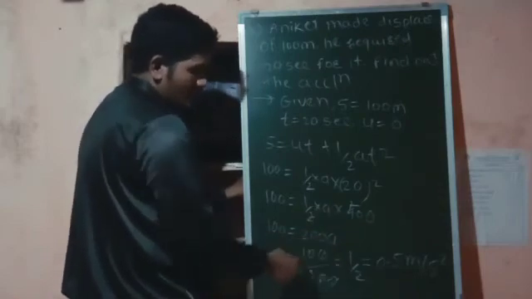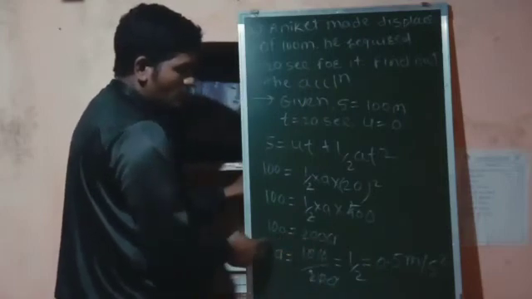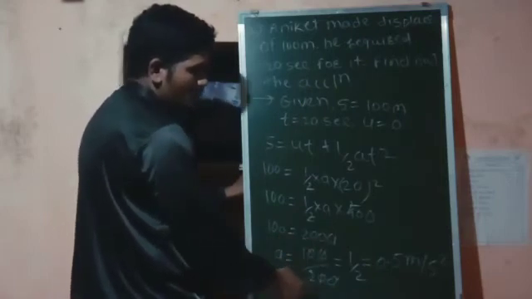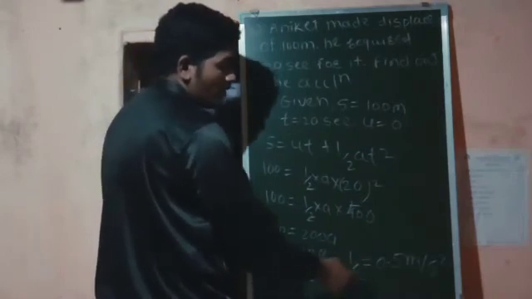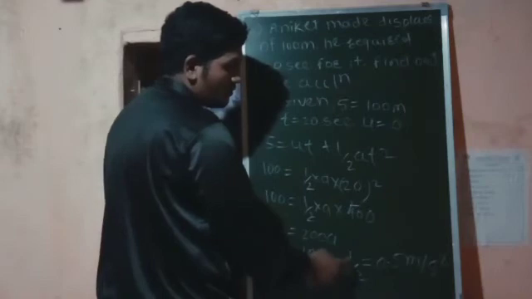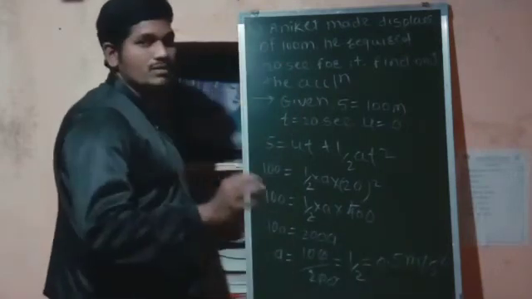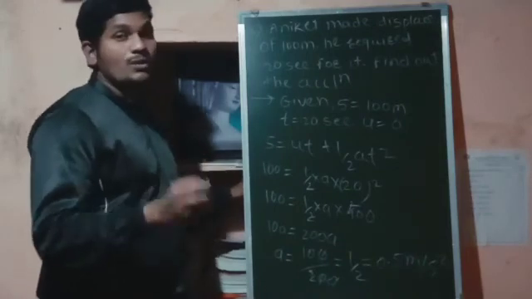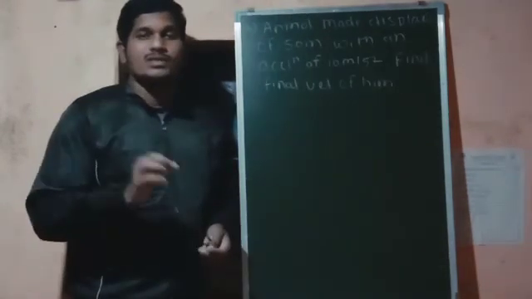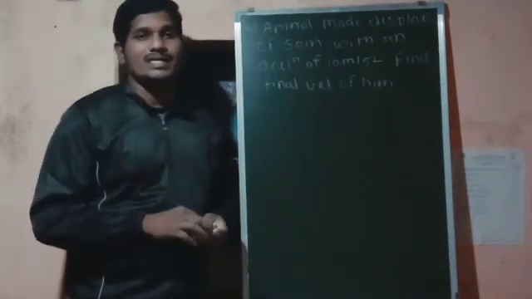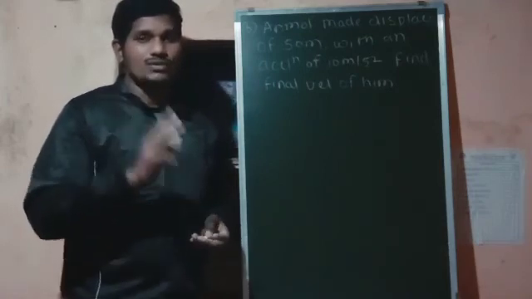So a will be 100 upon 200. This 200 will be in the denominator. So 100 upon 200 will be half, 1 by 2. So 1 divided by 2, the answer will be 0.5 meter per second square. So this is how we have found the answer of this problem. So this is how we have seen two problems based on these three equations. Now we will see our third problem.